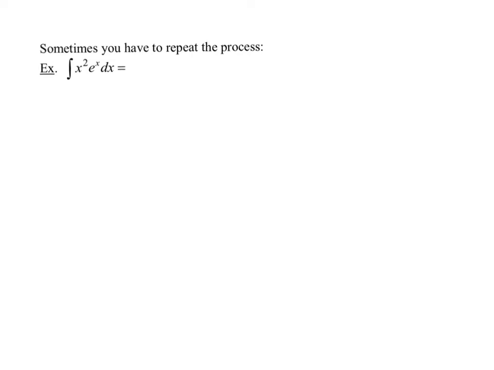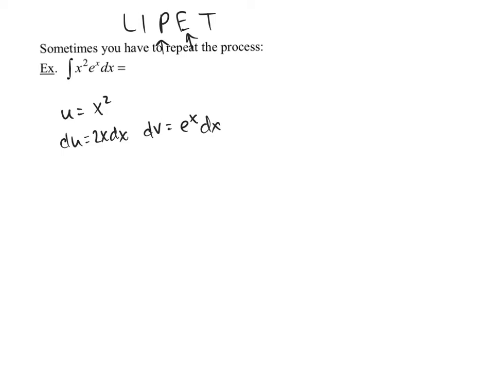Now, sometimes you have to repeat the process, which means you have to use integration by parts more than once in the same problem. So I notice here that this is the integral of x squared e to the x dx. Using my acronym LIPET, I notice that this is the product of a polynomial and an exponential function. Since polynomial comes before exponential, I'm going to let my u be equal to x squared, and my dv is going to be e to the x dx. That means that my du is 2x dx, that's the derivative of x squared, and v is the antiderivative of e to the x, which is just itself, e to the x.